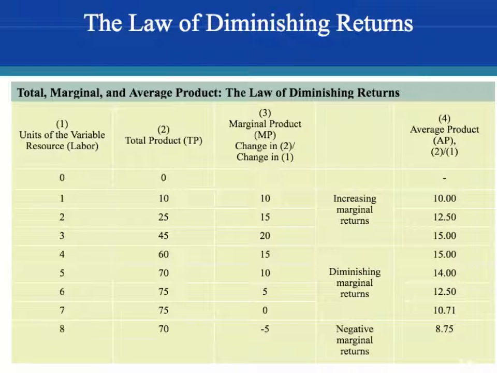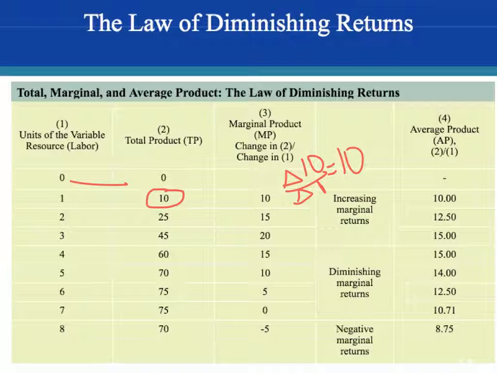So with 0 units of labor, there's no product produced. Let's say the first worker produces 10 units. So the marginal product here is 10. As we added one worker, output increased by 10. Let's say the second worker. With 2 workers, total output is 25. So the marginal product here is 15, since total output changed by 15 when we added the second worker. And then 3 workers produce 45. So the third worker added 20 units of output.